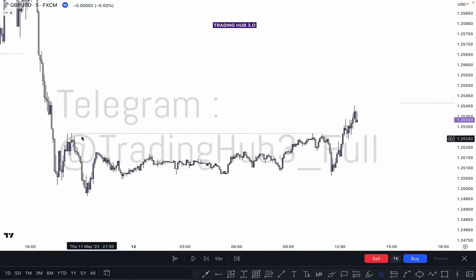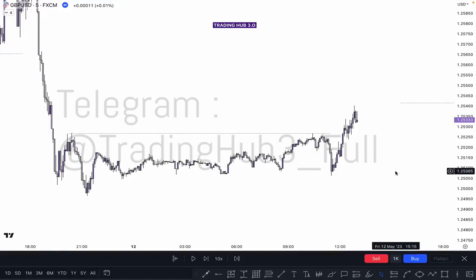So in this case, what happened here? This is our inducement taken out, and after breaking this one, how can you deal with this situation? First of all, look at this one. These are equal highs at this point, right? So if you are willing to buy at this point, which point can you take entry for the buy?